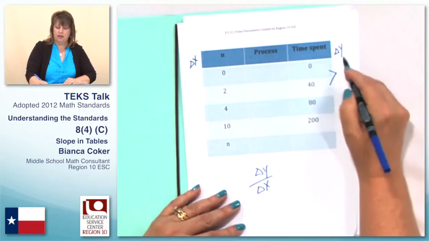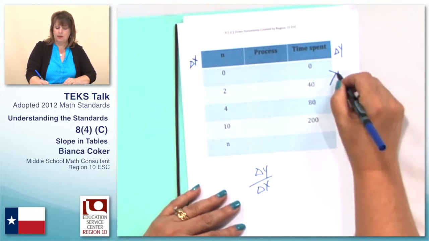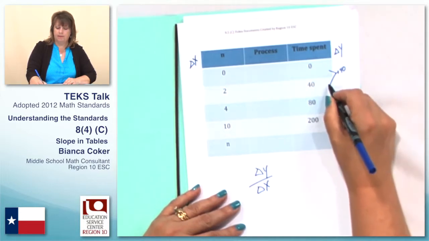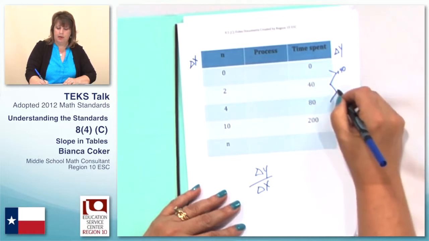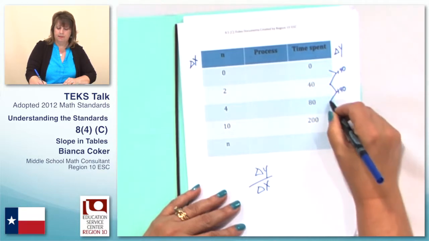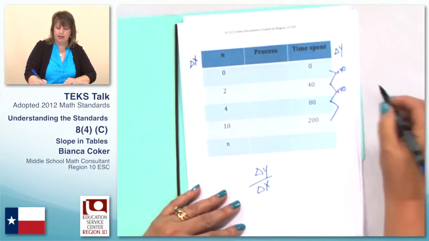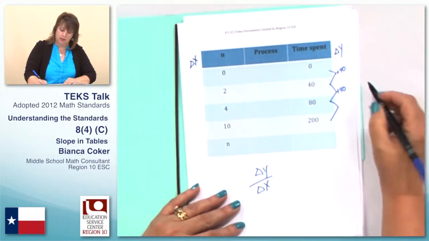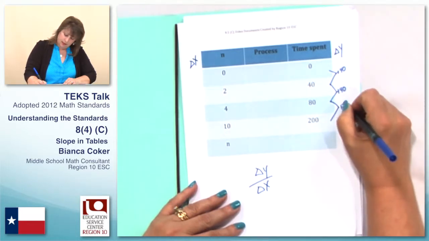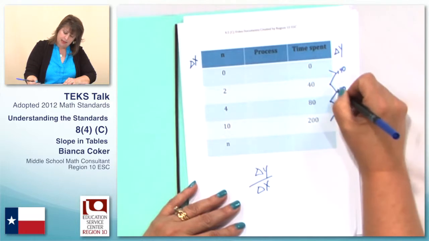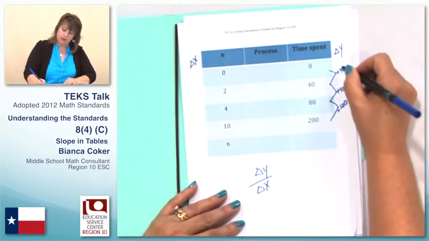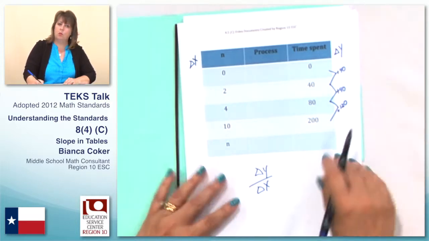You can think of it as what number do I add to 0 to get to 40? And then what number do I add to 40 to get to 80? And what number do I add to 80 to get to 200? Now this one's a little different, isn't it? That's 120 that I'm adding in. So these are the amounts I'm adding, or these are my changes in y.